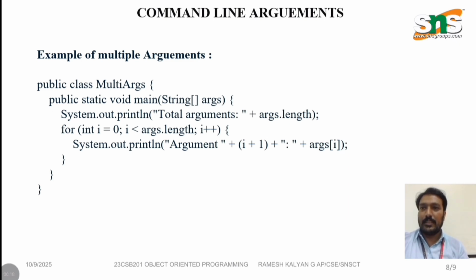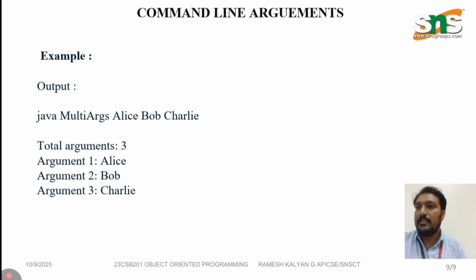This is a simple example. Public class, the class name is MultiArgs, and we are giving String args, and we are using args.length. Then we have a for loop. Then we need to pass 3 arguments: java space MultiArgs space Alice, Bob, and Charlie. So Alice, Bob and Charlie are arguments 1, 2, and 3. When including the index value, they become arguments 0, 1, and 2. Thank you.